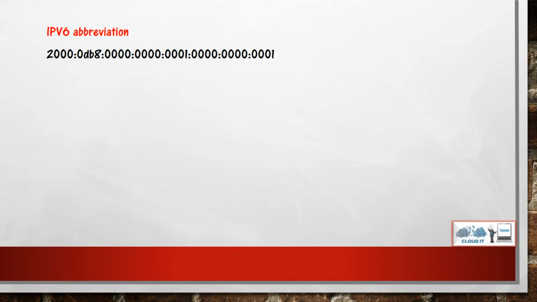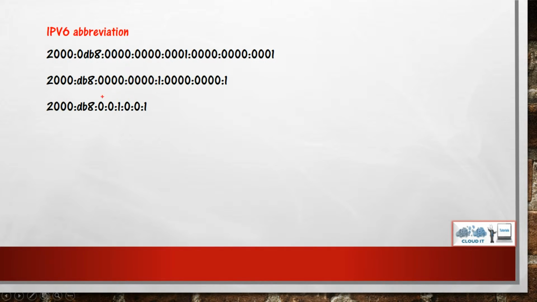Now let's discuss ipv6 abbreviation. This is an ipv6 address and it can be abbreviated. It can be written as below. The zeros at the leftmost side of a group, if they are contiguous, can be omitted like this. This 0 is omitted here. Similarly, these 3 zeros are omitted here, and these 3 zeros are also omitted here.